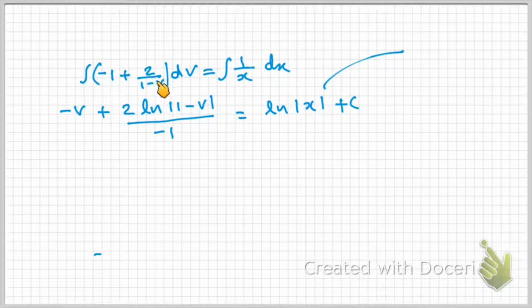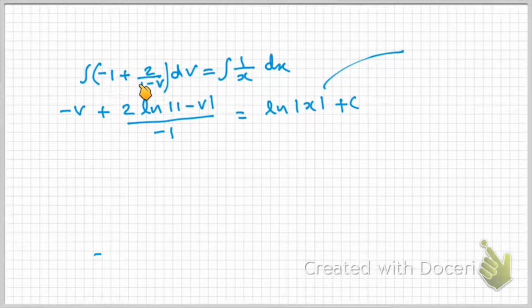1 by x is ln mod x. ln means log to the base of e. So you could write log mod x to the base of e, or ln, natural log. ln of 1 minus v divided by minus 1. Why is it divided by minus 1? 1 by x is ln mod x. So 1 by a linear expression ax plus b would be ln mod (ax plus b), and divide by the inner derivative, which is a.